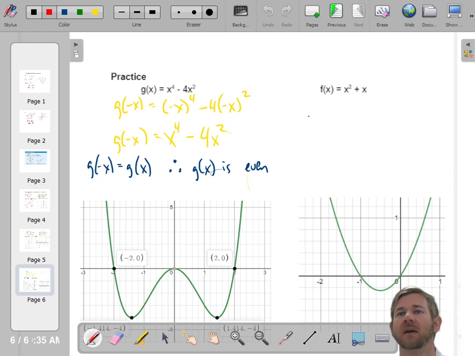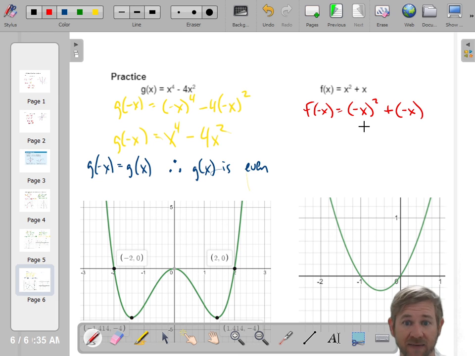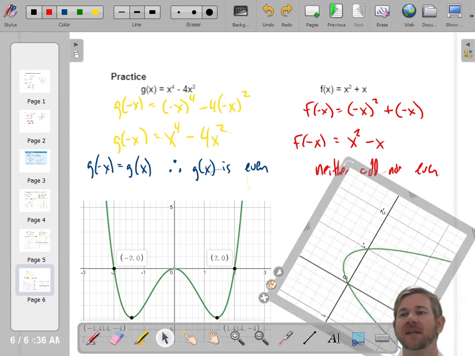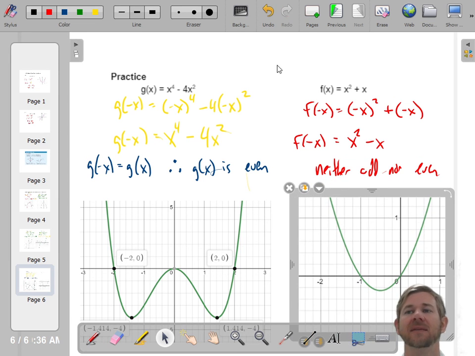One more. F of negative x equals negative x squared plus negative x. Okay, negative x times negative x is positive x squared, and that's just going to be minus x. So, let's see. Are these the same? No. Are they opposites? No. This one's positive, and this one is an opposite. So, one of them is opposite, but they're not all opposites. So, that means this is neither odd nor even. Neither nor. And you can see that in the graph. It is not symmetrical about the y-axis, and I think it's obvious that if I flip this thing over, it will be a different graph. So it is neither even nor odd.